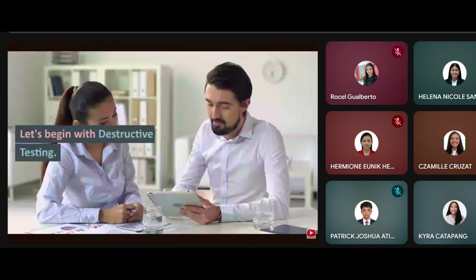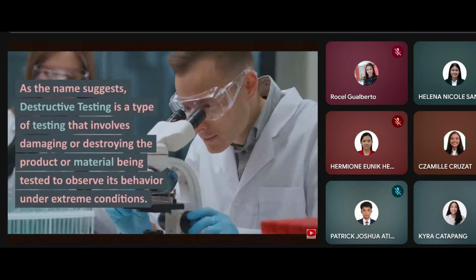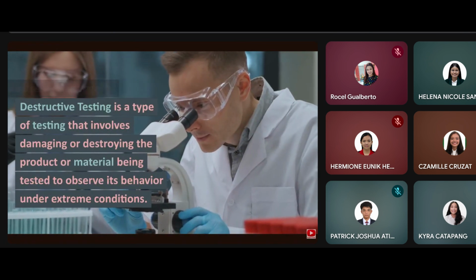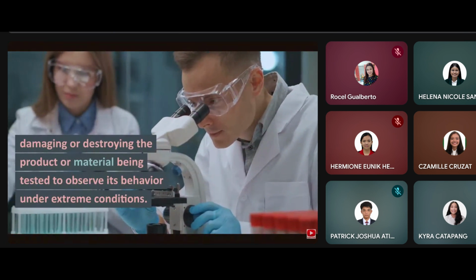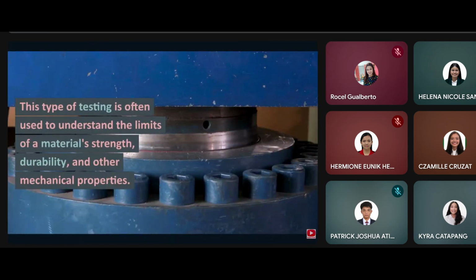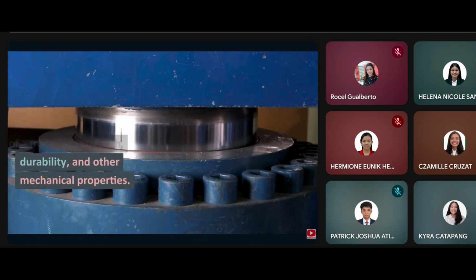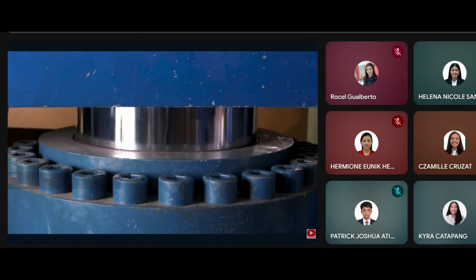What is destructive testing? Let's begin with destructive testing. As the name suggests, destructive testing is a type of testing that involves damaging or destroying the product or material being tested to observe its behavior under extreme conditions. This type of testing is often used to understand the limits of a material's strength, durability, and other mechanical properties.